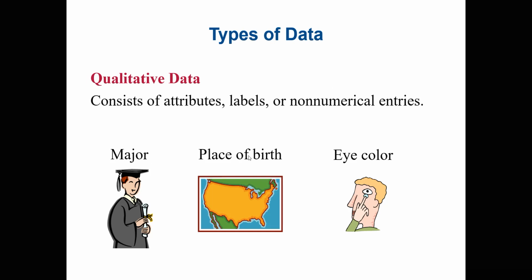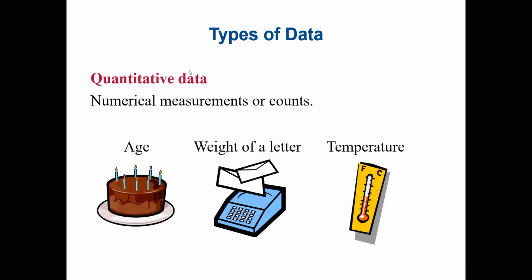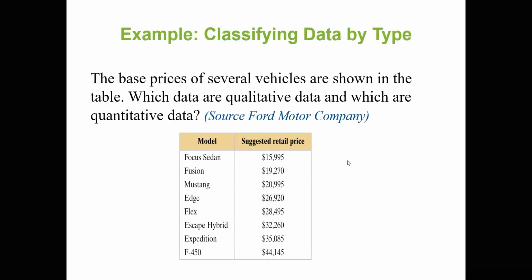So your major, your place of birth, your eye color, that's qualitative data. Now, on the other hand, quantitative data, you are talking of numbers and you're talking of numerical measurements or counts. You're talking of something where 0 really means absence of something. Now, your age, for example, the weight of a letter, the temperature, 0 really means something. So you have quantitative, you have qualitative. You can compute things on quantitative data, but qualitative, you can't really do any meaningful computation.